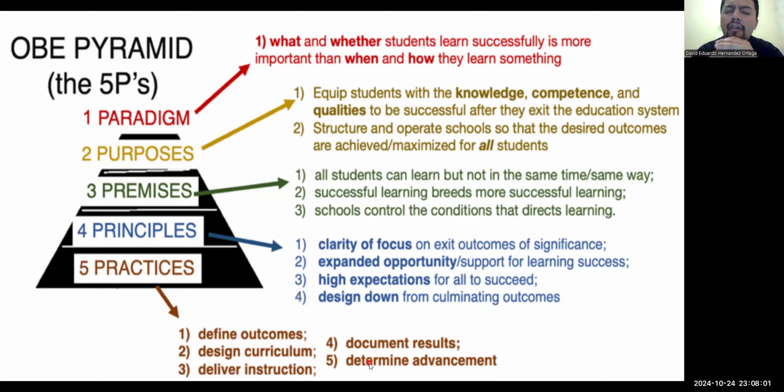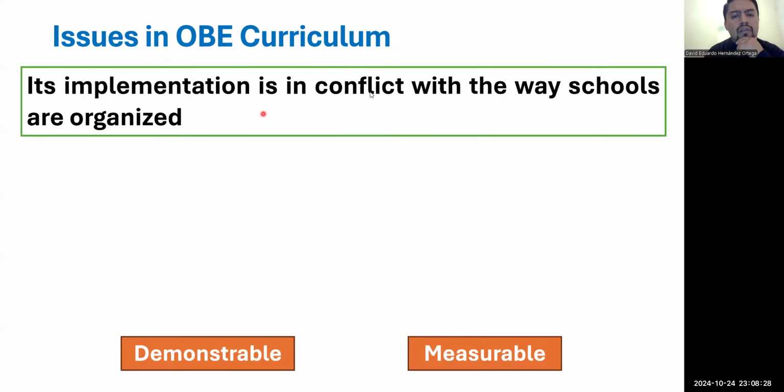We also have the other side. We have the disadvantages, and in this case, we will approach them as issues in the OBE curriculum. And the issues are the following. So we have the issues in the OBE, outcome-based education curriculum. The first issue is that its implementation is in conflict with the way schools are organized.